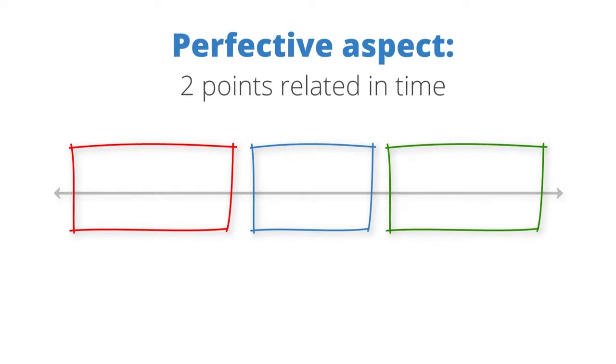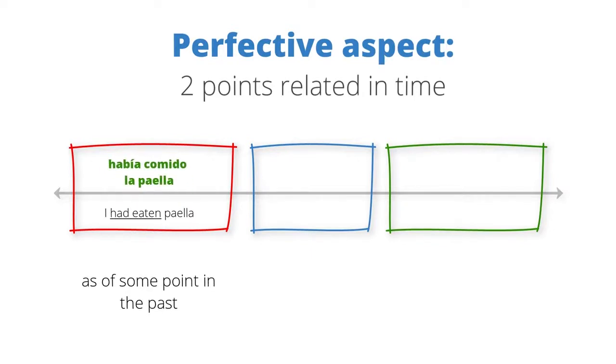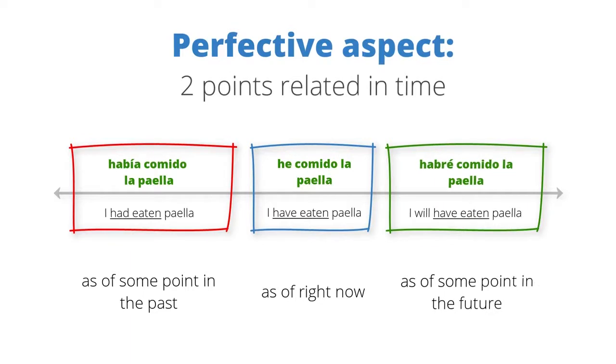Cuando visité España, ya había comido la paella. When I visited Spain, as of then, in the past, I had already eaten paella. In the present, yo he comido la paella. I have eaten paella, as of now. Or in the future, cuando yo visite España, as of a future point, yo habré comido la paella. Whenever I visit Spain, I will have eaten paella.